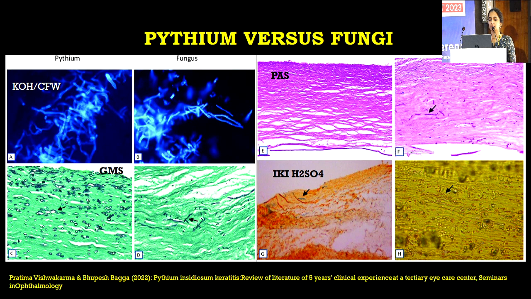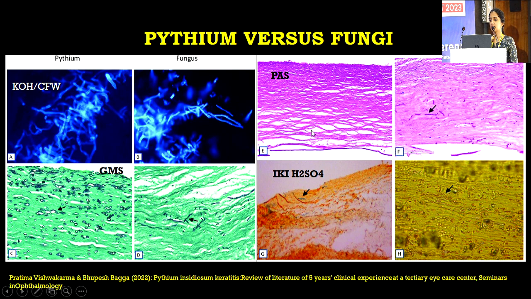This is a recent publication where they have shown the differences between the pythium and the fungal filaments. If you take a close look at the fungal filaments, you can find the septae here, whereas in the pythium filaments, they are relatively aseptate. The Gomori's methenamine silver stains both the organisms to the same degree, and they stain both of them very well.